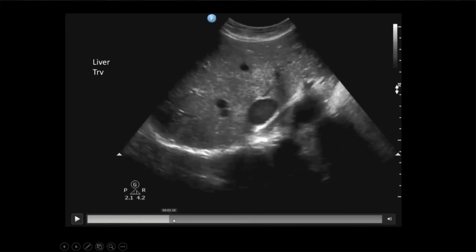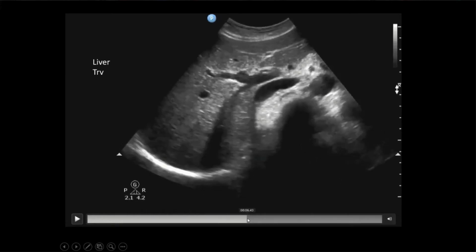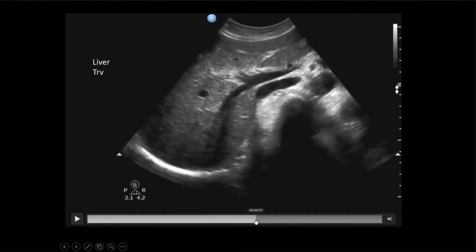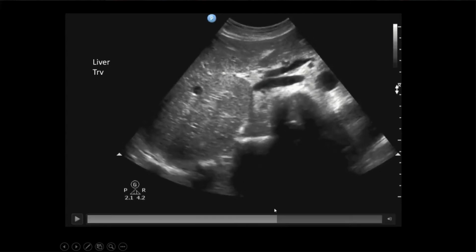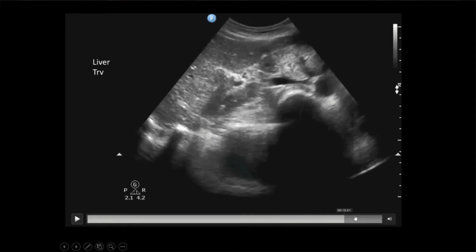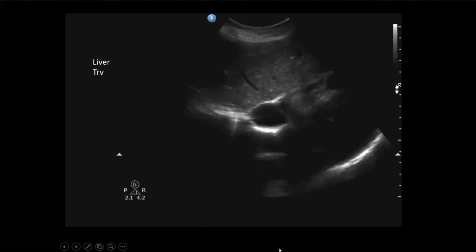And now we have our portal triad structures here. Your portal triad with your hepatic artery. And just scanning all the way through. So nice, normal liver. So your sagittal view and your transverse view.